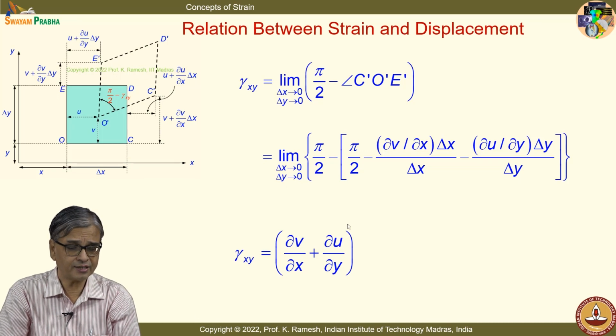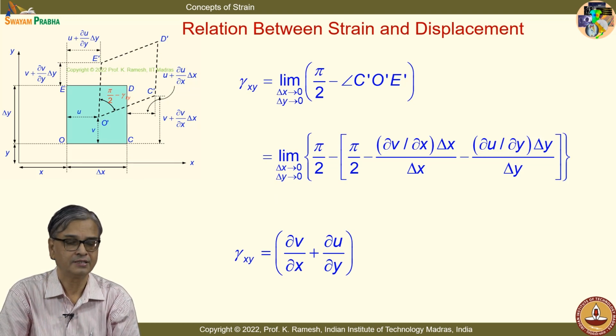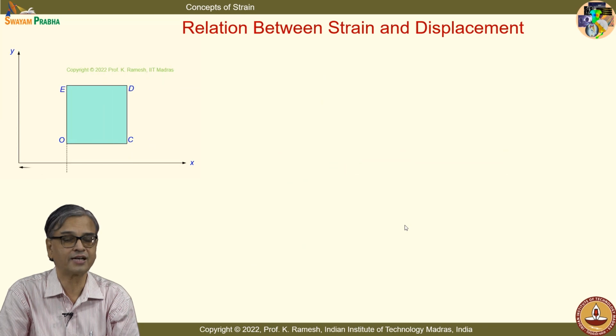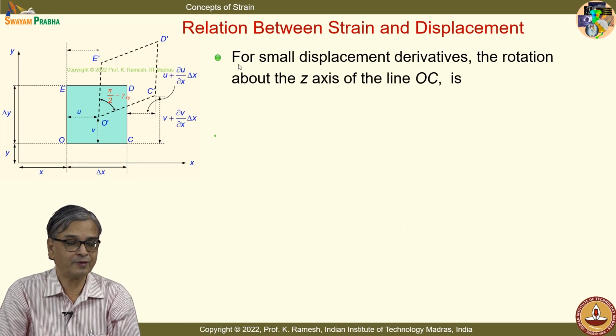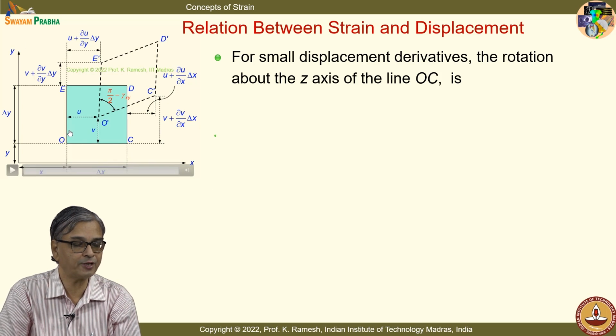Now, I said in addition to the strain components, you will also have to recognize what contributes to rotation. And you have all that available in this diagram. So, we will look at the rotation. How do I express the rotation? We have also recognized that this is rotating about the z axis, because I have this as x and y, z is perpendicular to this.